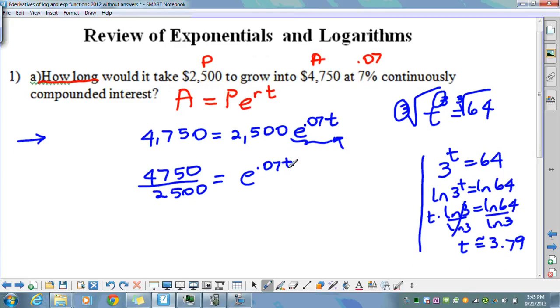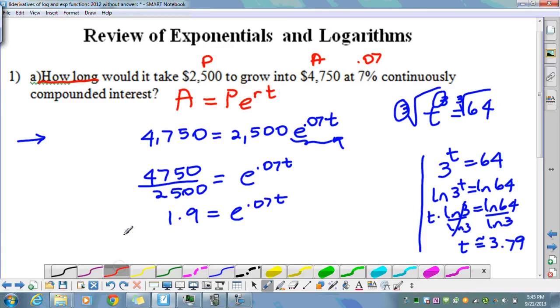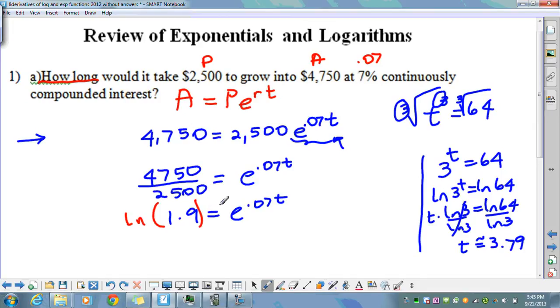So let's simplify the left-hand side. 4,750 divided by 2,500 is 1.9, equals the right-hand side from above. And now apply natural log to both sides. So we do natural log of this side equals natural log of the right-hand side. Now we can find ln of 1.9 on the calculator, which is 0.64 roughly.